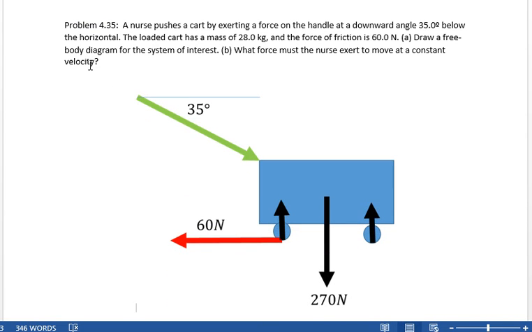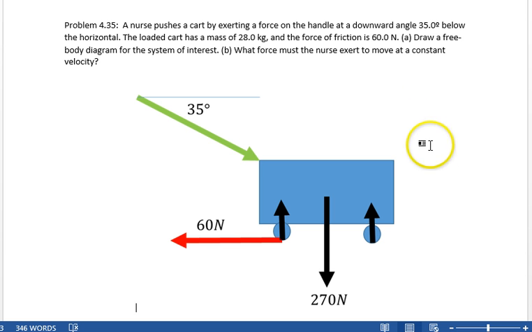All right, so chapter 4, problem 35. A nurse pushes a cart exerting a force on a handle downward at an angle of 35 degrees below the horizontal. Loaded cart has a mass of 28 kilograms. And the force of friction is 60 newtons. Draw a free body diagram for the system of interest. So the system of interest is the cart.